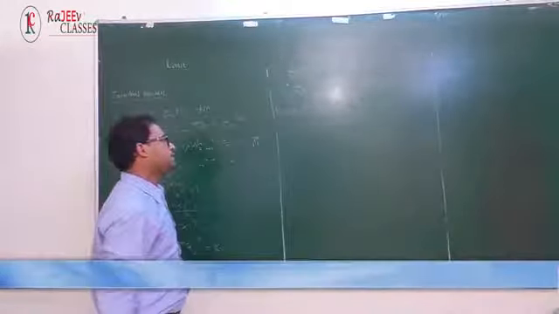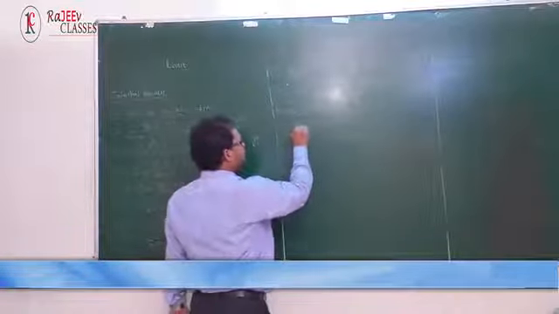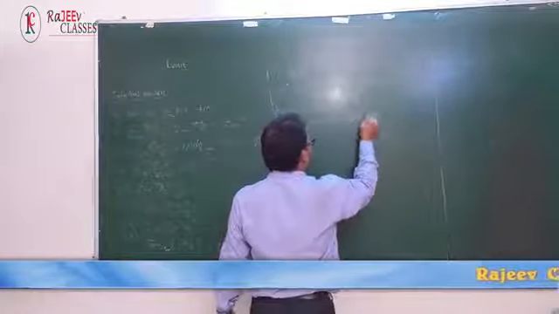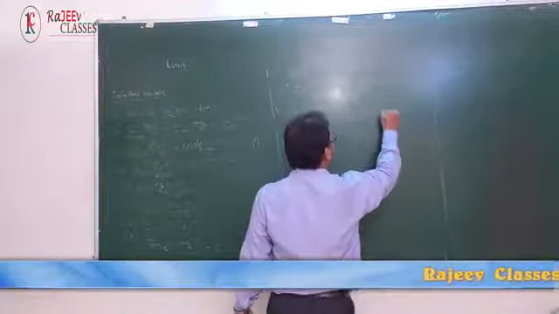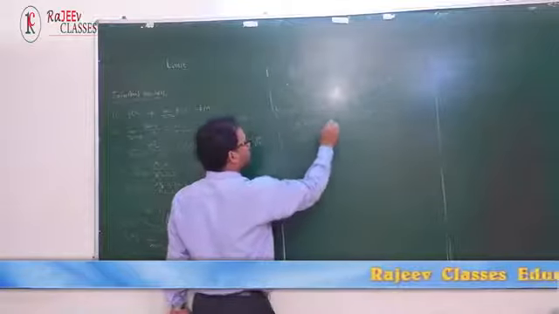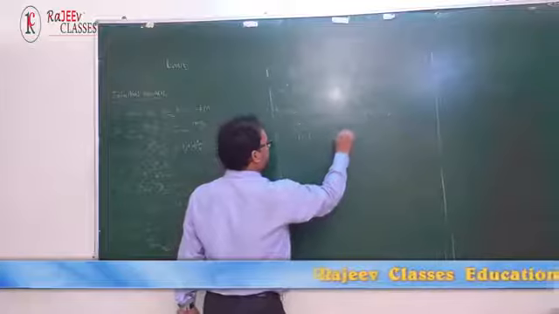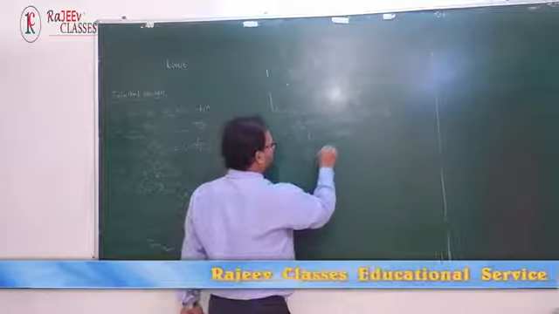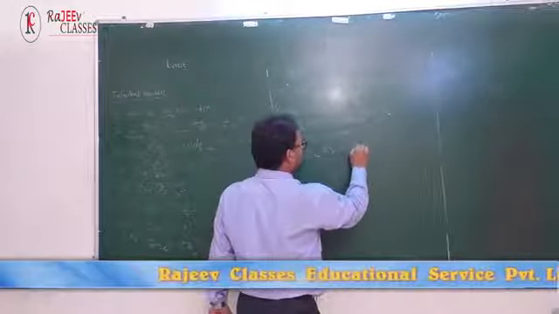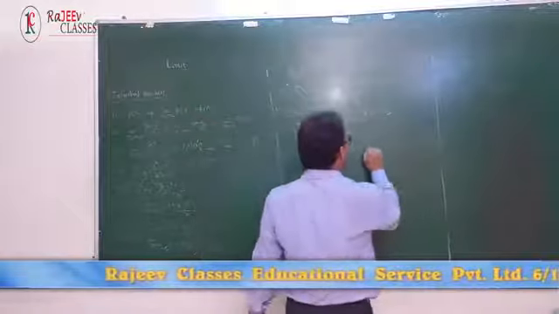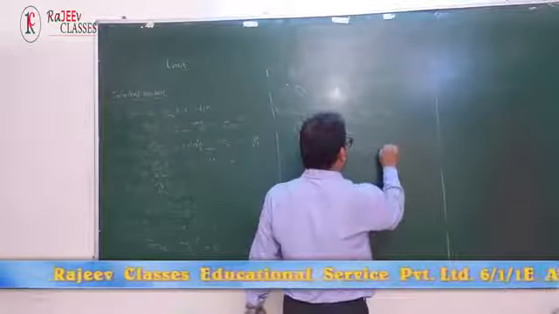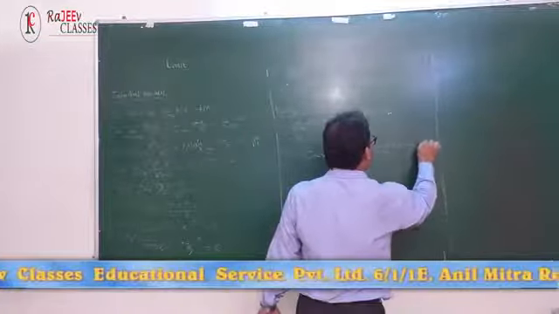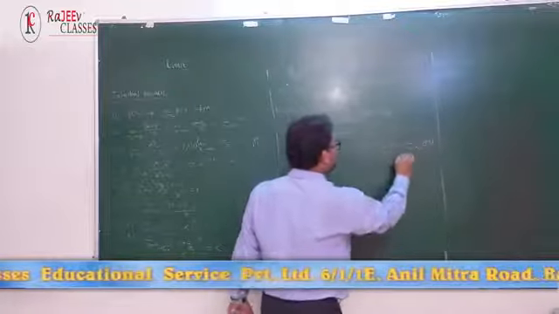Suppose there are two functions, f(x) and g(x), such that limit x tends to a of f(x) is equal to L1 and limit x tends to a of g(x) is equal to L2, where L1 and L2 both are finite. Then we have number 1, limit x tends to a of f(x) plus or minus g(x) is the same as limit x tends to a of f(x) plus or minus limit x tends to a of g(x), which is equal to L1 plus or minus L2.